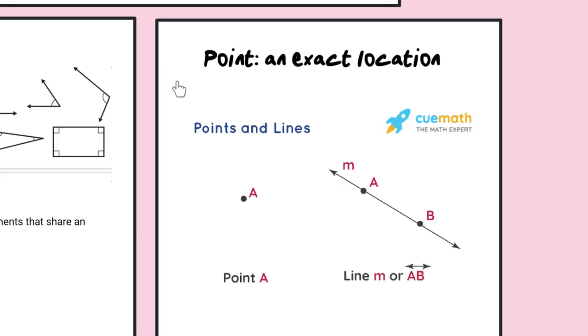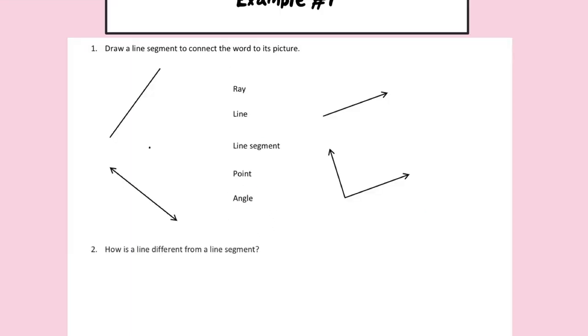And then a point is just defined as an exact location. So here we have point A on our line M, point B, and here's point A just on a plane. Now that we've gone through our vocabulary, we can start with example 1.